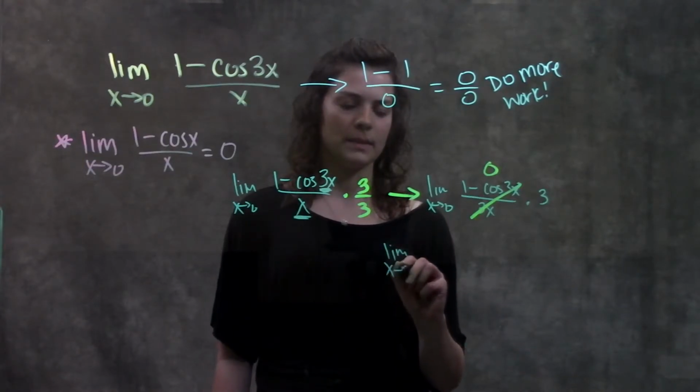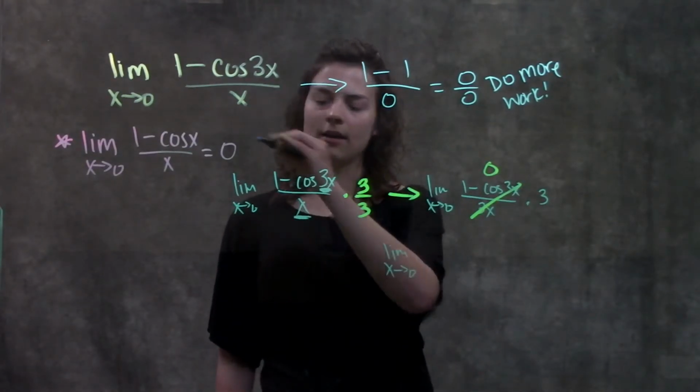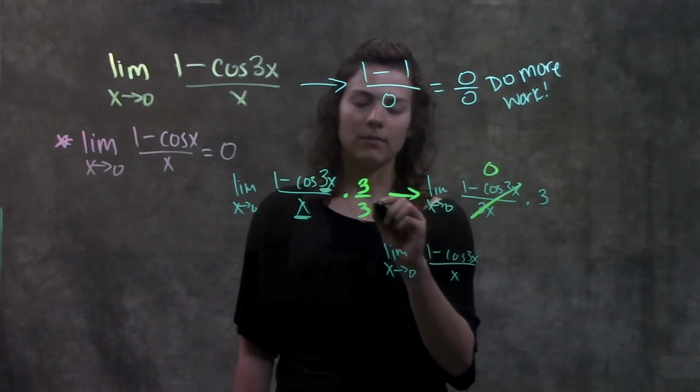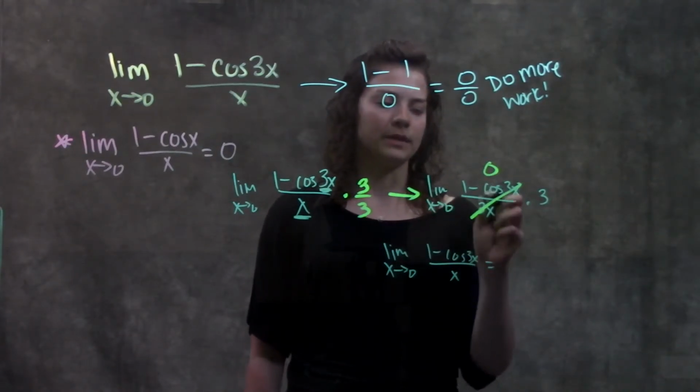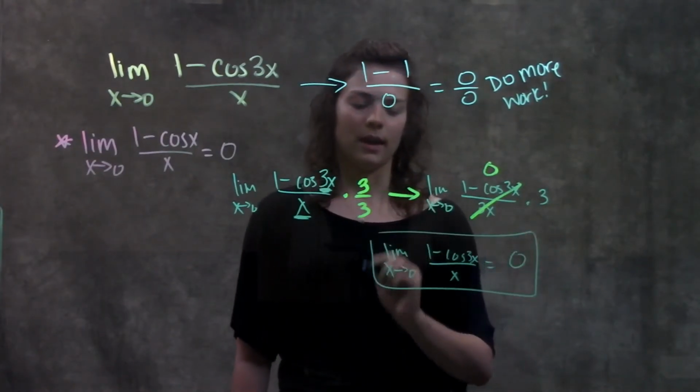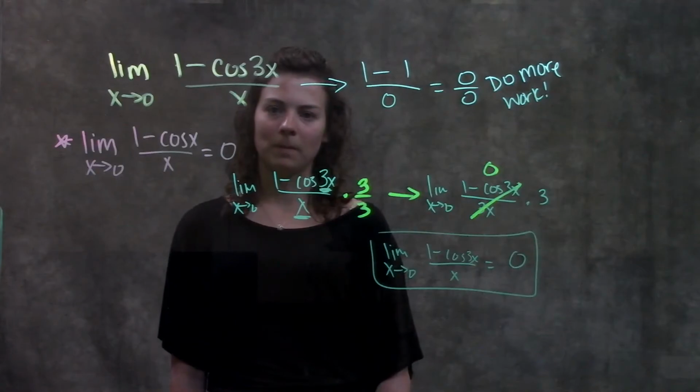So that means that the limit as x approaches 0 of that function that we started with, when I simplified it, multiplied by 3, I was able to see that it was just 0 times 3, which is 0. And that's the final answer for this problem.